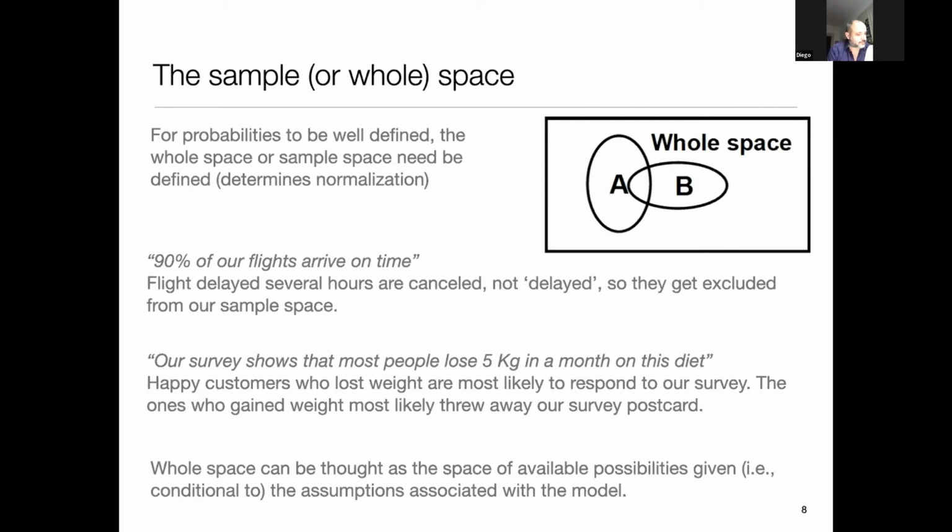Or, a few years ago, there were these things you got in the magazine saying, try this diet. Our survey shows that most people lose 5 kilograms in a month on this. Their survey was biased: happy customers who did the diet seriously and lost weight were more likely to answer the survey, whereas the disgruntled ones who did not get any benefit from the diet just threw it in the garbage when they got the survey. And so the answers are biased toward a positive outcome.